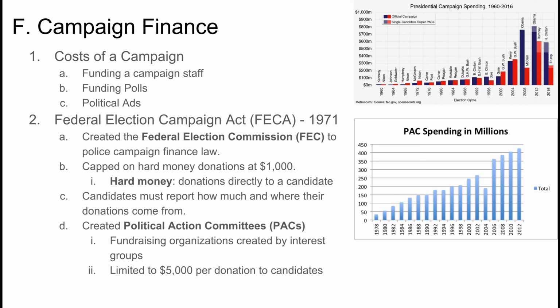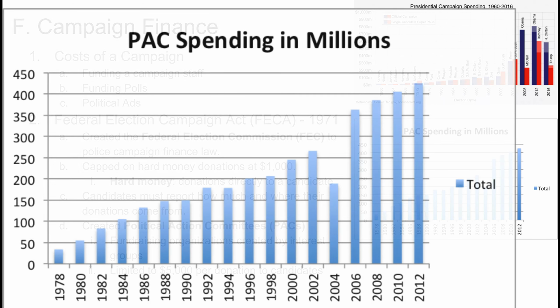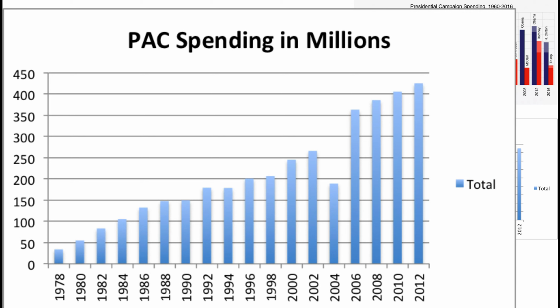There are some loopholes here, because hard money is what the FECA limited. So they found other ways. Money will always find a way, but the hard money was capped. Here's an example of PAC spending in the millions, and you can see how it has just increased since the 1970s. With each election cycle, PACs are spending more and more money. And it's not just going to presidential races, right? It's also going to congressional races and such.